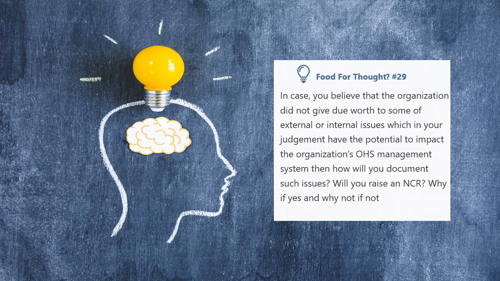As we have discussed earlier, during the audit you should suppress your opinions and preferences. You can, however, raise an opportunity for improvement or observation, but not an NCR. Why not a non-conformity? Because it's the process owner who will decide what is best for them. The non-conformity will only be raised if the organization has no process in place to check and review external and internal issues. But if the process is there and records show the implementation of the process, then non-conformity will not be issued.